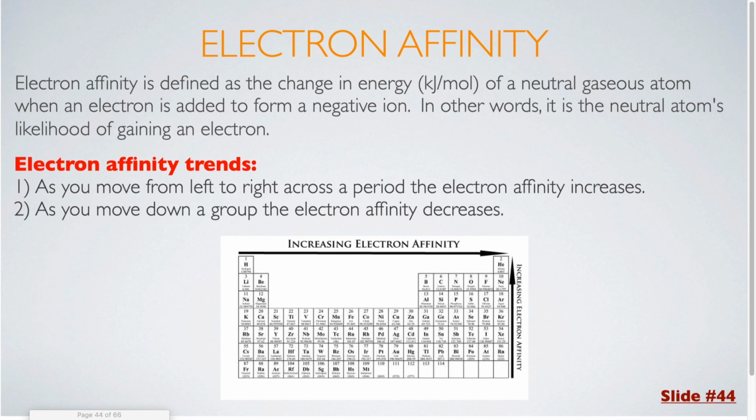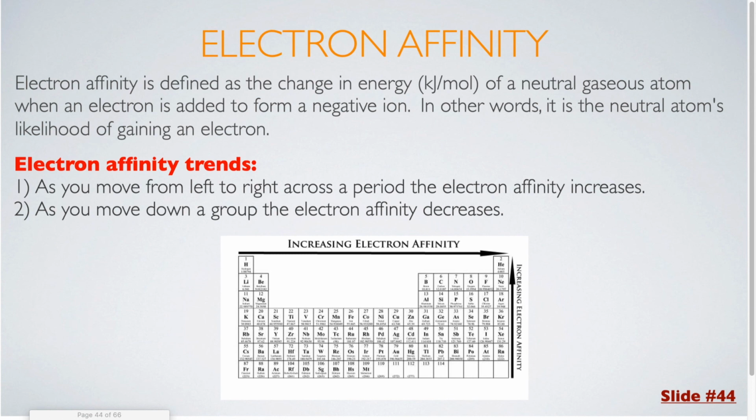Electron affinity is defined as the change in energy, in kilojoules per mole, of a neutral gaseous atom when an electron is added in the form of a negative ion. In other words, it is the neutral atom's likelihood of gaining an electron.